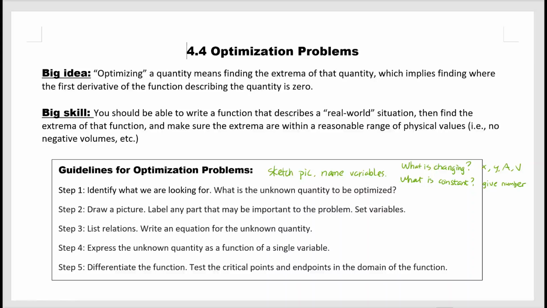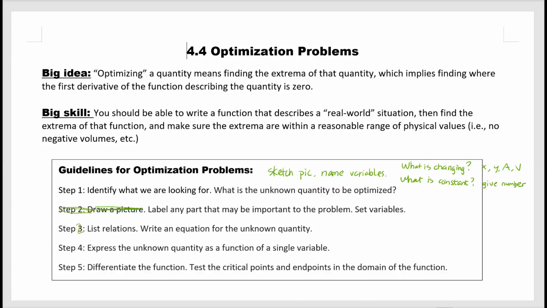Okay, step 2. We already drew the picture in step 1, so actually we combine step 1 and step 2 together. And then step 2, we list the relations. We want to write the equation for the unknown quantity. And then step 4, we want to express the unknown quantity as a function of a single variable. So here we want to decide what quantity we want to optimize.